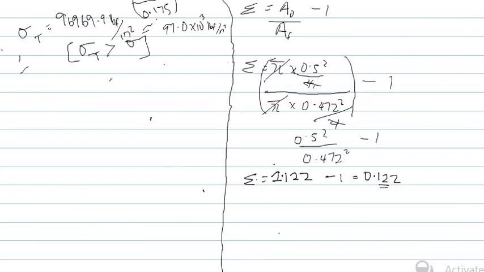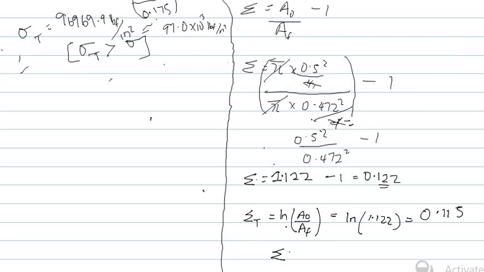As for our true strain, use ln AO over AF. This will be easier because the other formula is for when you have your true strain already and you're trying to look for your engineering strain. So our true strain is equal to ln of AO over AF, and of course we've already calculated AO over AF countless times, and it gave us 1.122. So this is equal to ln 1.122, which gives us 0.115.